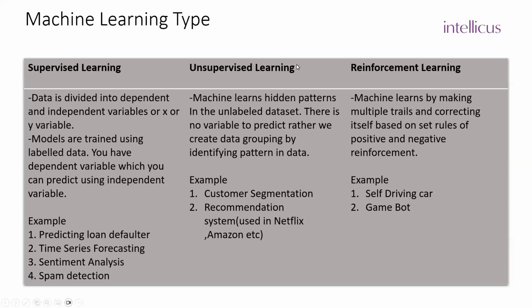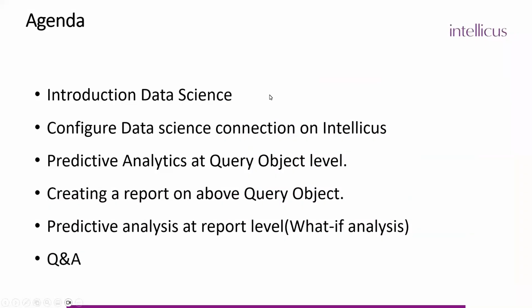Okay. So this completes the first agenda that we had today, which was a small introduction to data science. Now we'll be moving to how we can configure data science connections on Intellicus. Intellicus provides connectivity with languages like R and Python. For each of these languages, Intellicus has its own library which you can install, and you can perform all your data science operations in Python or R, any of these languages of your choice, and you can train your model, deploy it and use it for reporting.